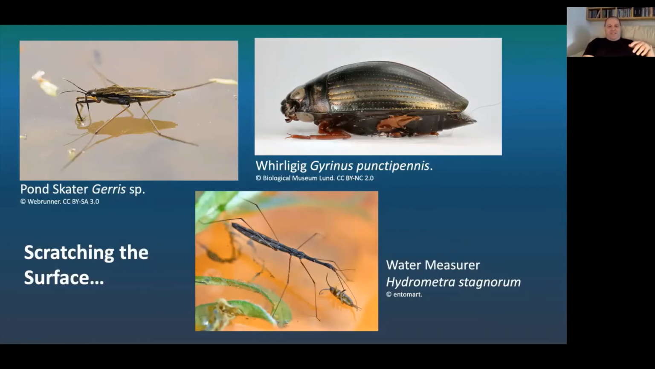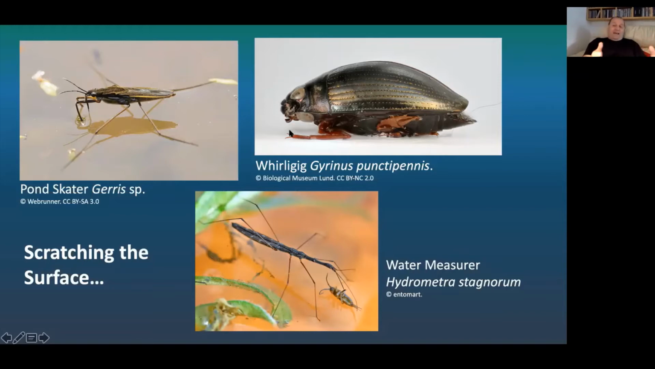Whirligigs are really interesting. You can see it in this photo, a beautiful photo from the Biological Museum Lund. These actually literally have four eyes. Well, they don't really have four eyes, because they're four compound eyes, made of hundreds of eyes. But you can see here, there's one eye there, another eye on the opposite side, and then down there, there's another one, and another one on the other side.